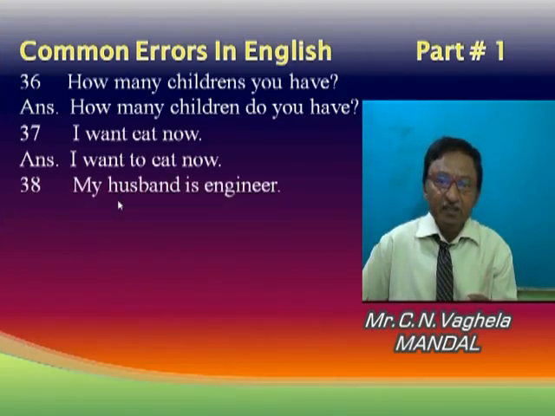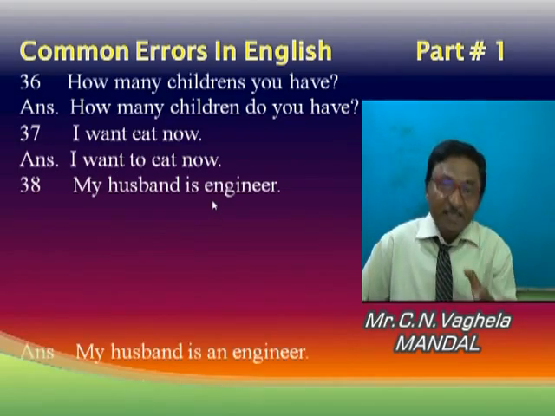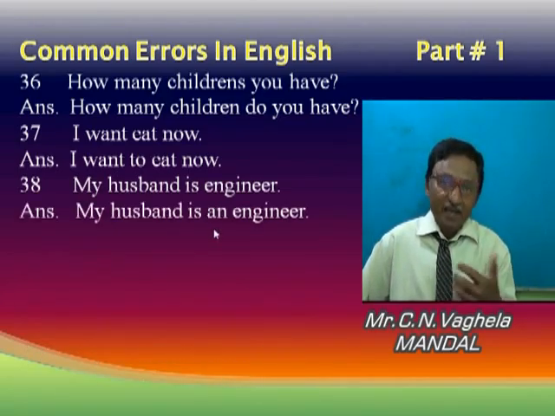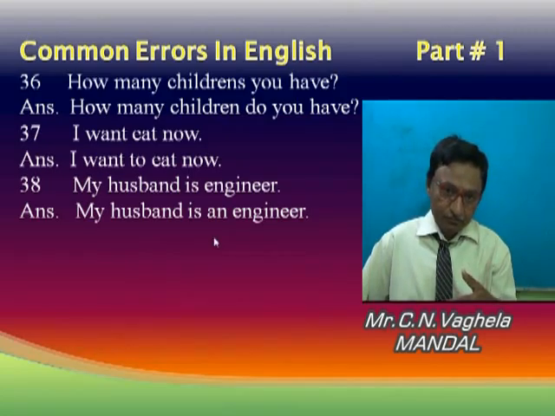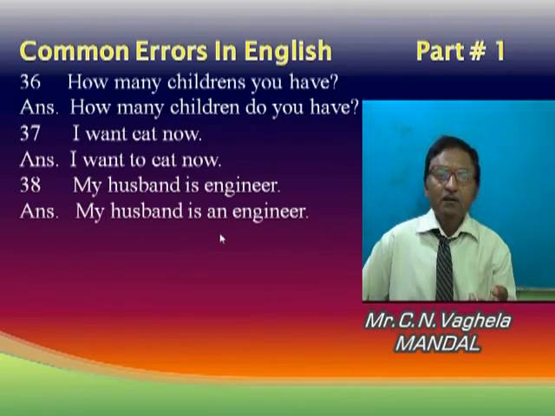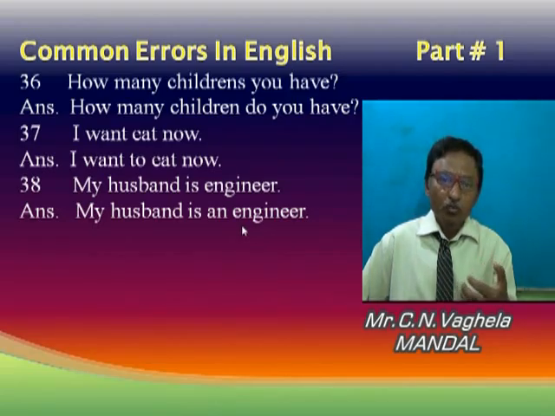My husband is engineer. There is a mistake of an article. My husband is an engineer, not engineer, but an engineer. We use article a or an with singular names. When the word begins with a, e, i, o, u, that means vowel, we use an. When a singular word begins with consonant, we use a. My husband is an engineer, that is correct.